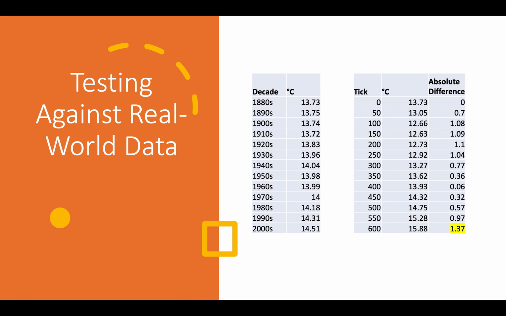I also tested my model against real data. I found this table that has the mean average temperature for the world for the last couple of decades, and I executed my model. After some fine tuning, I was able to get really close to those results. The biggest difference was 1.37. So every time, the model was pretty close to the results in the original table. So overall, I did a pretty good job, even though it can always be improved.